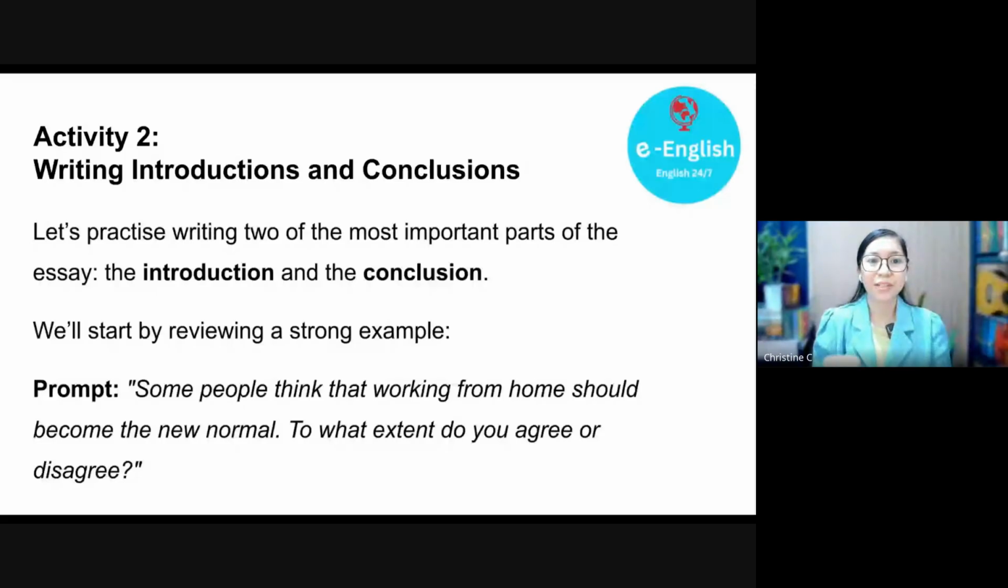It's important because this is where you put your main ideas, right? It's important because this is where you put your main answer to the question. And the other sentences and paragraphs that follow are just supporting statements. The conclusion is important because it's a restatement of your introduction.